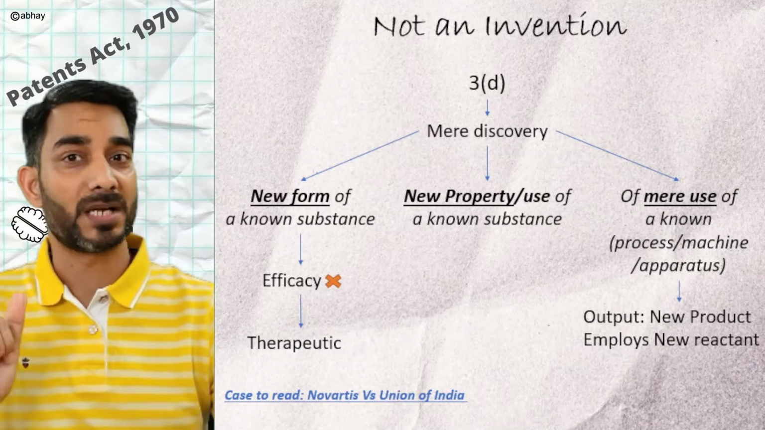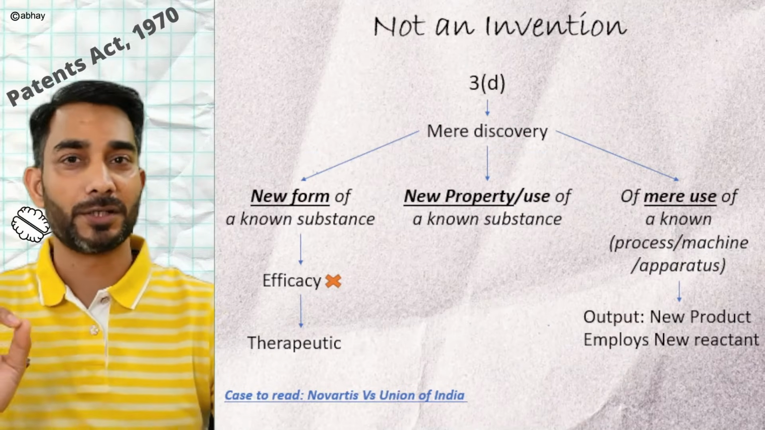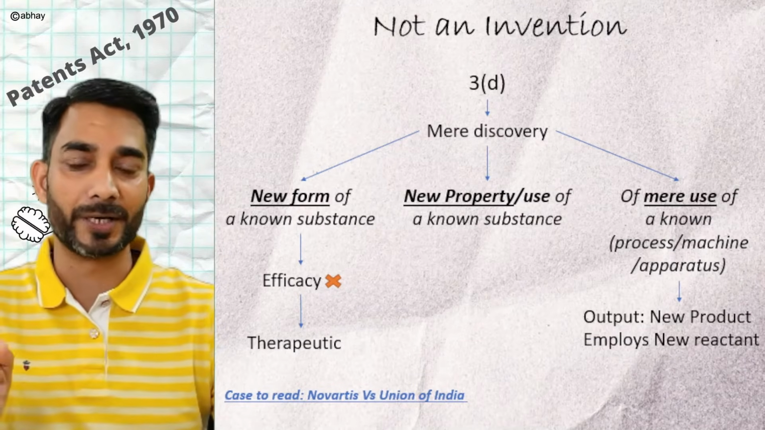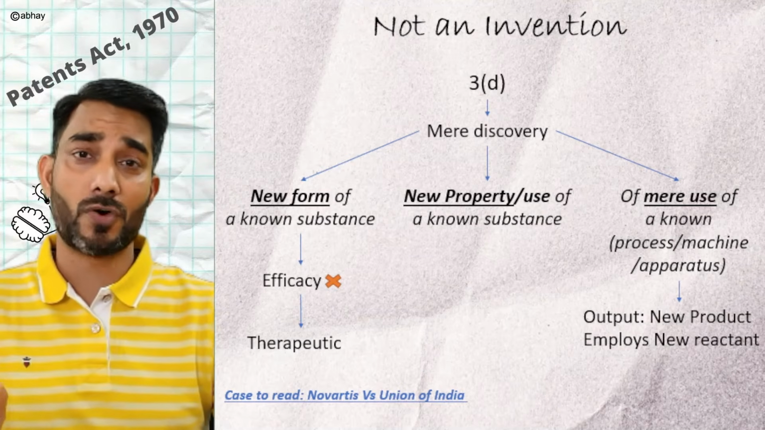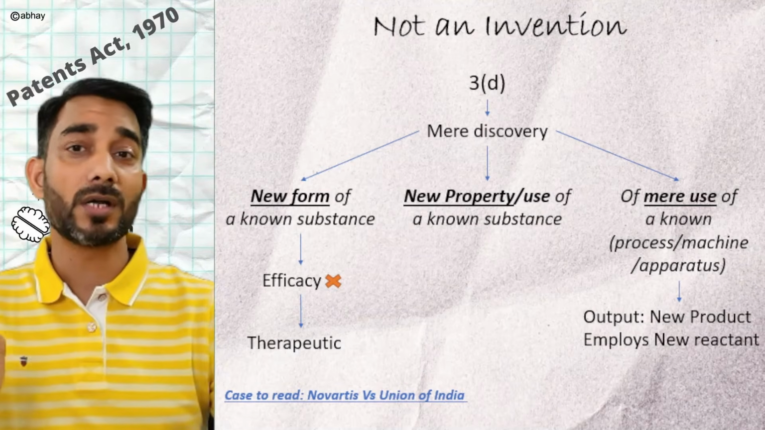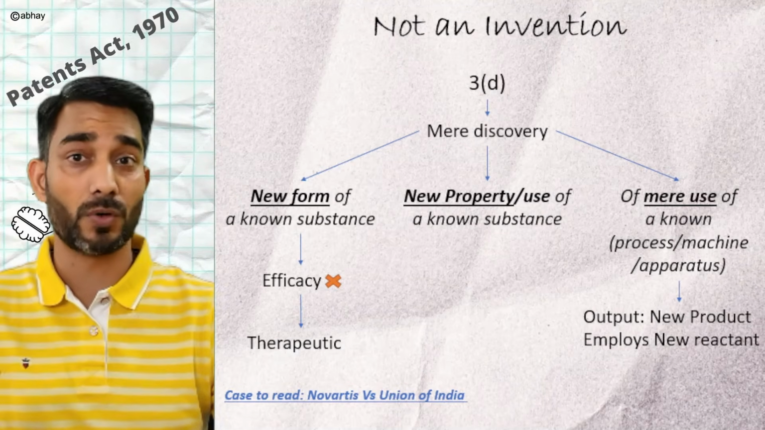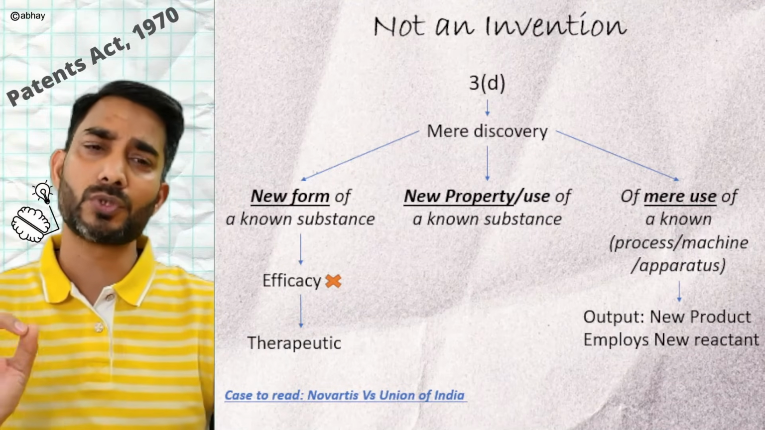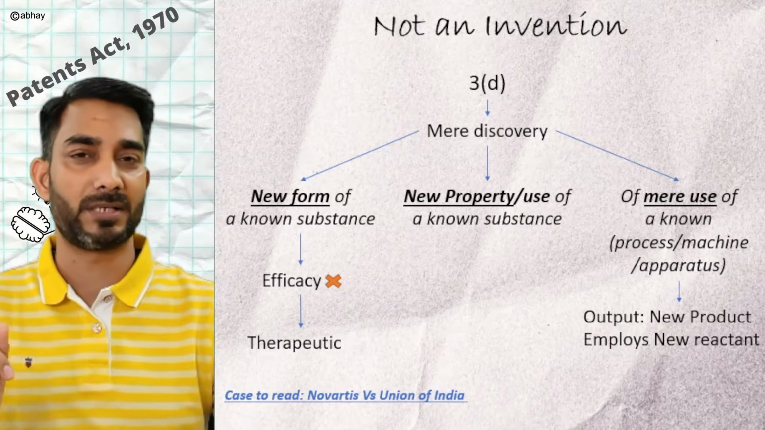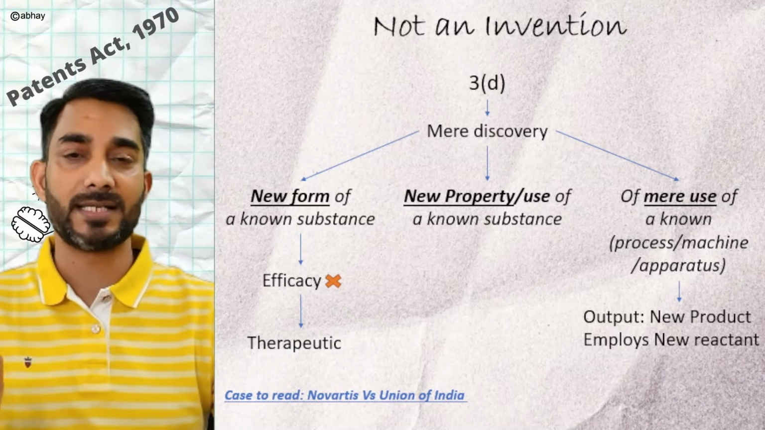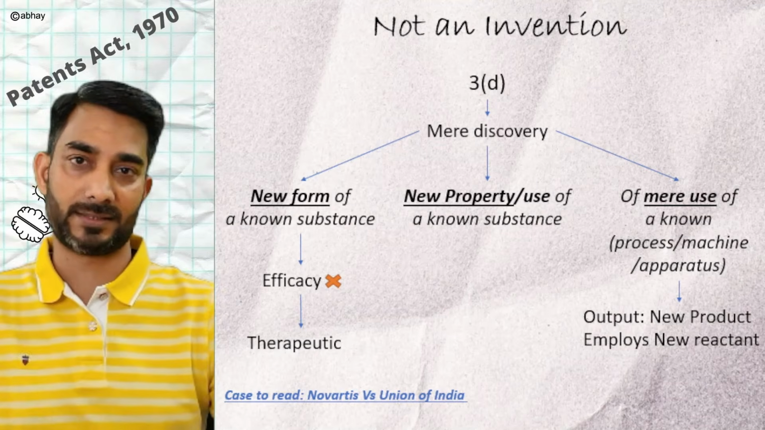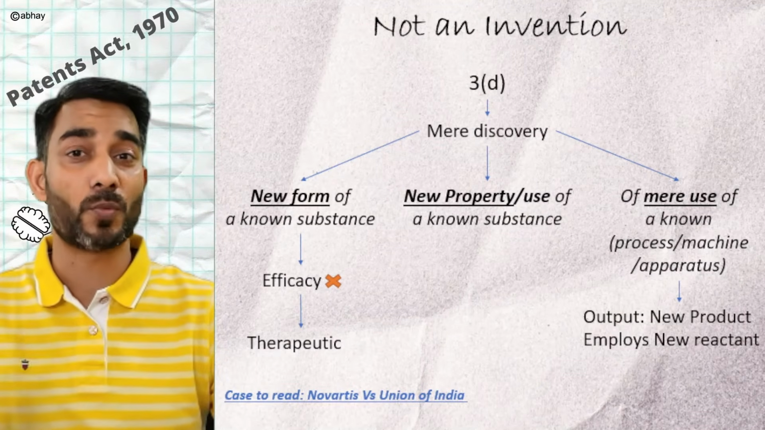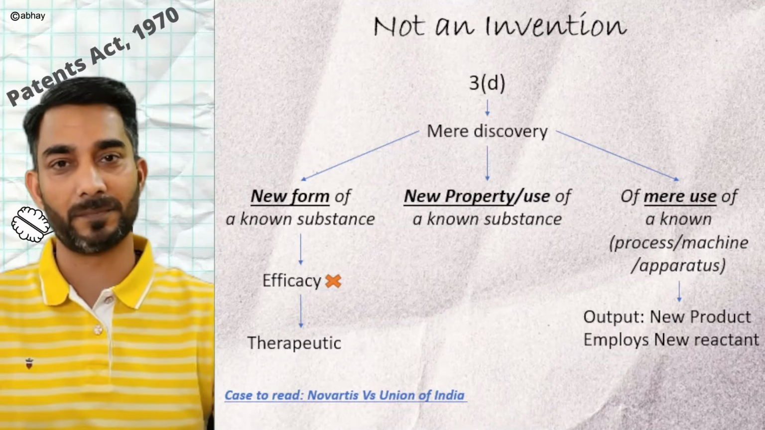Moving on, another discovery, 3D. This is the most happening subsection. Let's go over it. It says a new form of a known substance or a new property or new use of a known substance or a new use of a known process, machine and apparatus will not be considered as an invention unless, in case of a substance, the new form of a known substance provides improved efficacy.